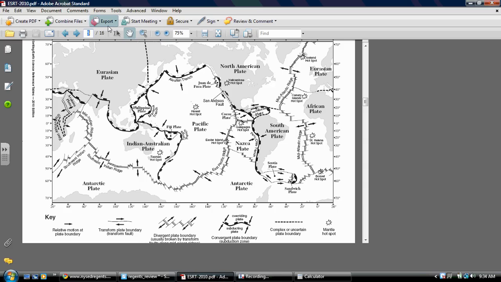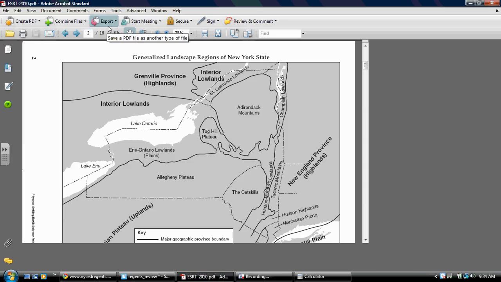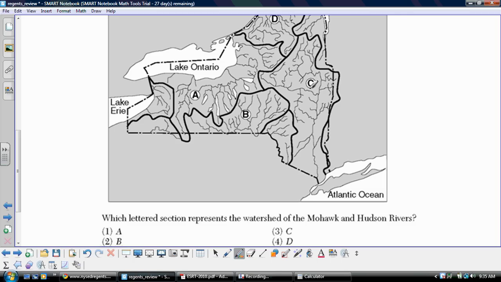We're going to go on page 2. And here it is. We got the Hudson Mohawk lowlands. So again, lowlands for watersheds. And there it is. We match that up here, and that's section C. And so that's answer choice 3. Moving on.